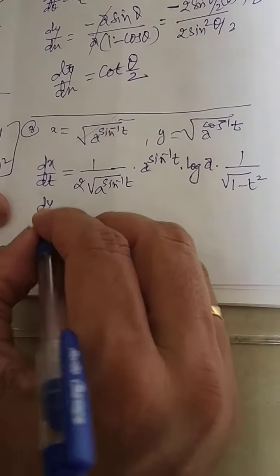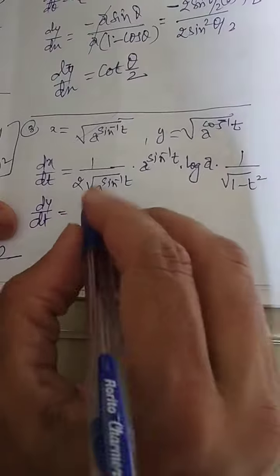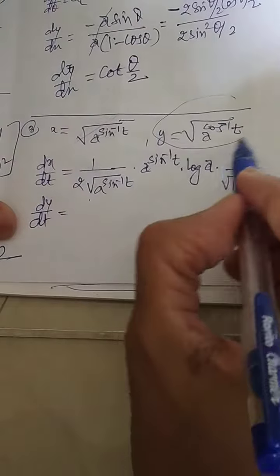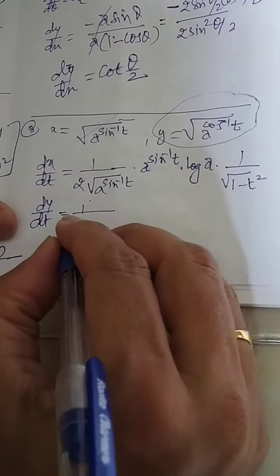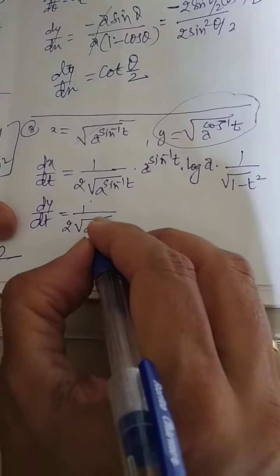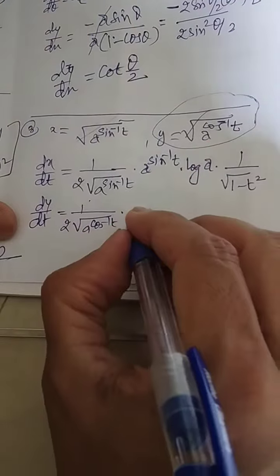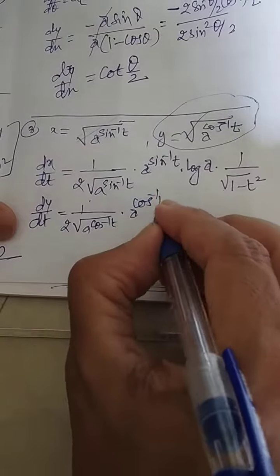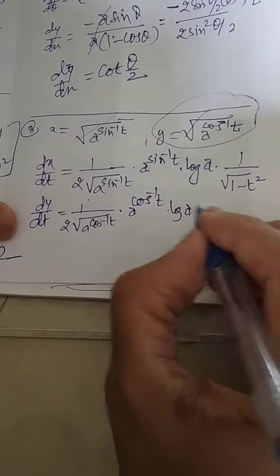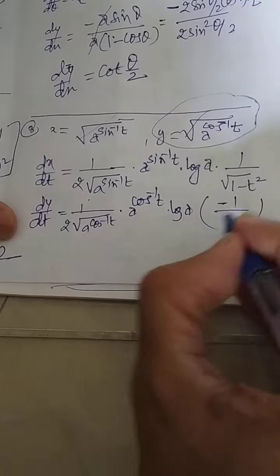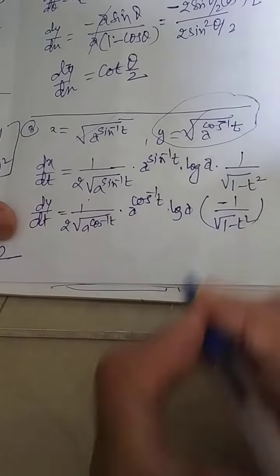Similarly dy by dt will be equal to, first look at this function, 1 by 2 root will come as it is, a cos inverse of t. Now the root is not there, it will be a raised to power cos inverse of t into log a. But for cos it will be minus 1 upon root under 1 minus t square.